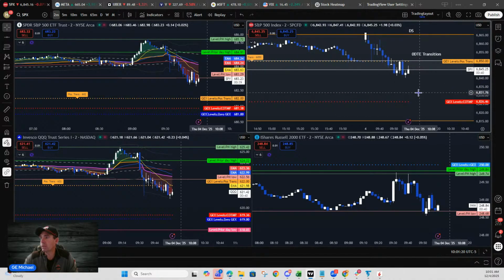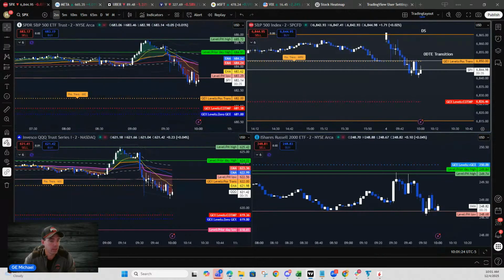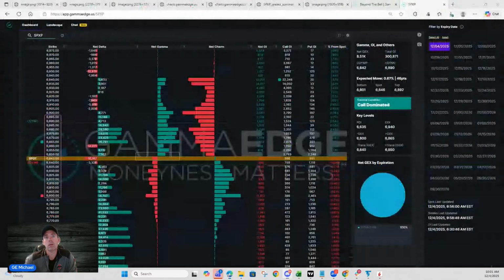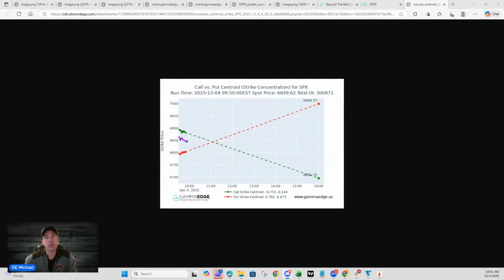So key retest here of transition. We just keep chopping right under it, right? So we'll see how we kind of act or react around that level. So we get some more data on our volume command. So there we go. Continues.